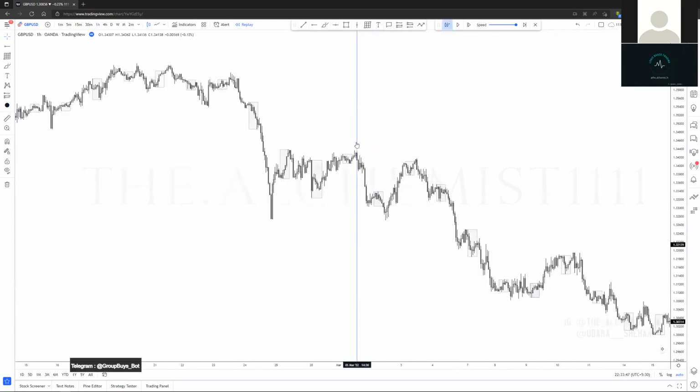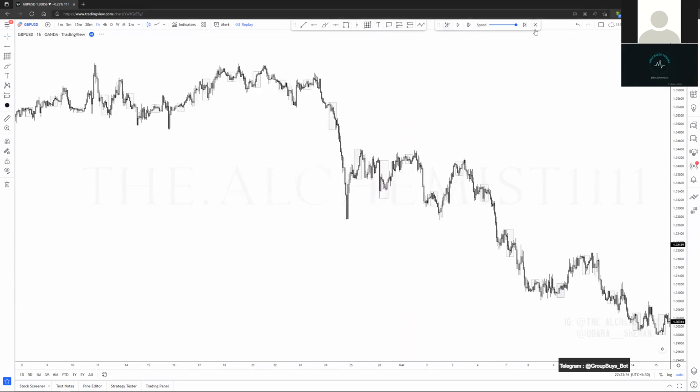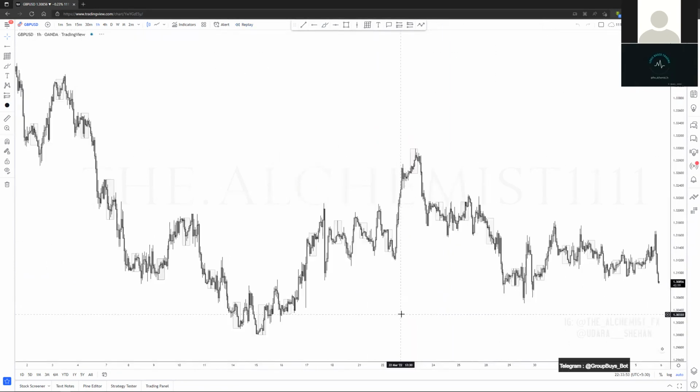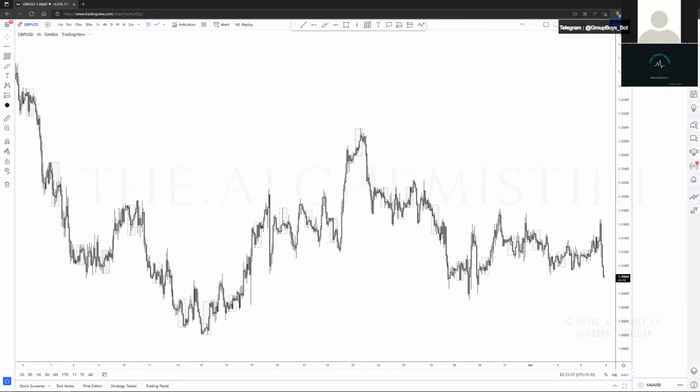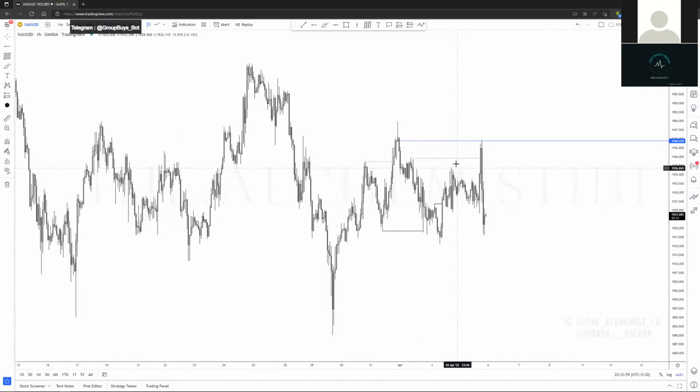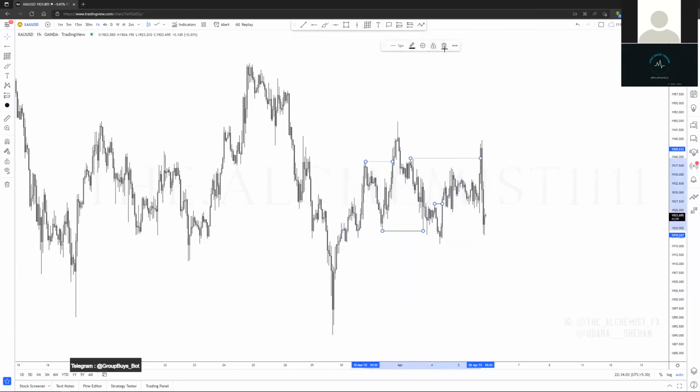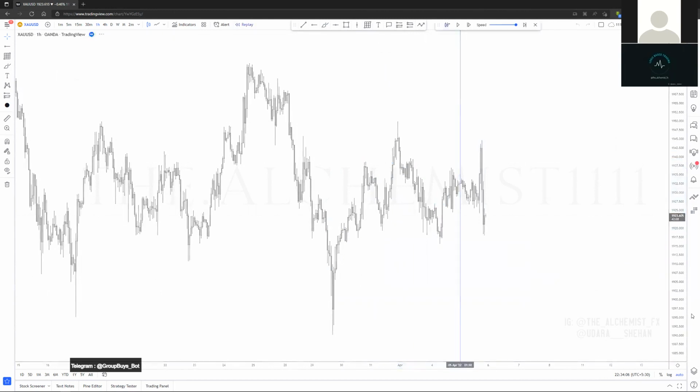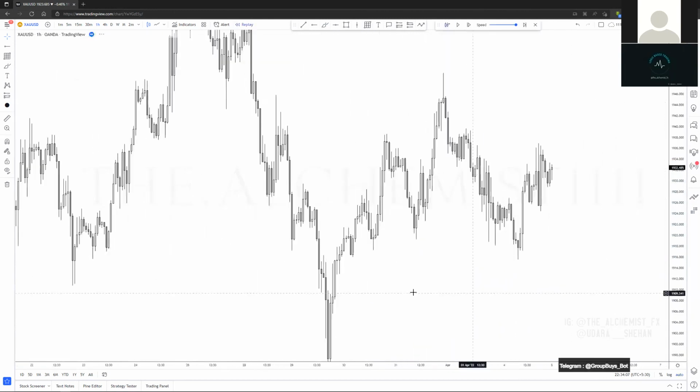I don't know if it's the same on gold. Gold? Yeah, I'll show you. Even today's setup. Look at this. Let me delete all of this and then show you. Because sometimes it's the same setup. Don't worry. Look at this.